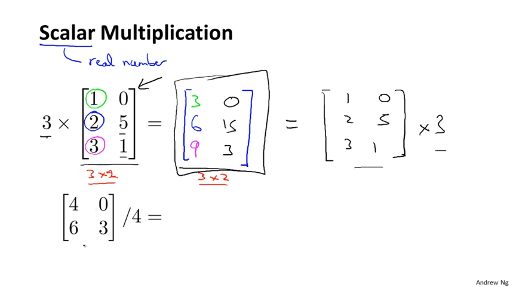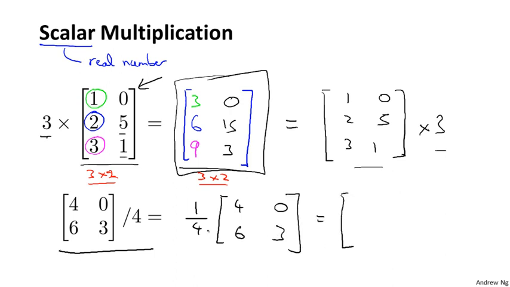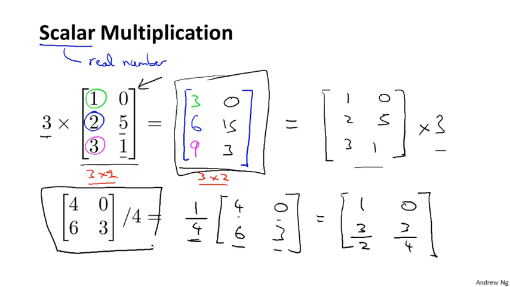You can also take a matrix and divide it by a number. It turns out taking this matrix and dividing it by 4 is actually the same as taking the number 1/4 and multiplying it by this matrix, 4, 0, 6, 3. And so you can figure out the answer. 1/4 times 4 is 1, 1/4 times 0 is 0, 1/4 times 6 is 3 halves, because 6 over 4 is 3 halves, and 1/4 times 3 is 3/4. And so that's the result of computing this matrix divided by 4.